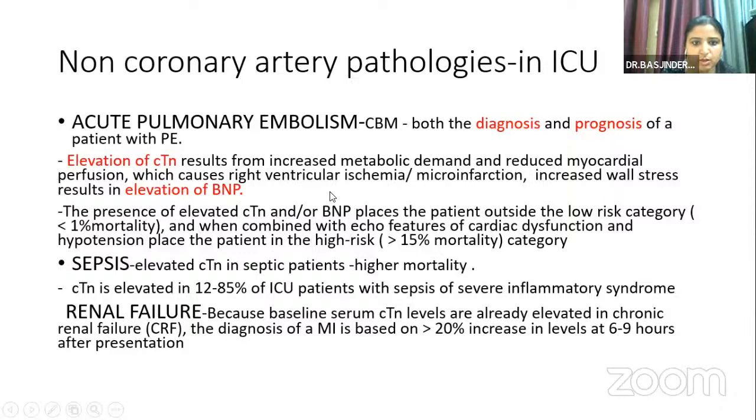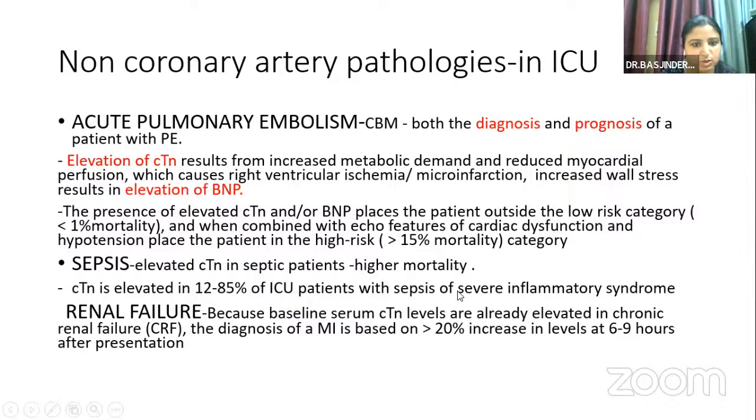So cardiac troponin and BNP by themselves have less specificity in pulmonary embolism, but when they are combined with the echo features of cardiac dysfunction and hypotension, they have high specificity, and they mark more than 15% mortality in such patients. In sepsis, elevated cardiac troponin carries higher mortality, and we have seen that 12 to 85% of ICU patients with sepsis have raised cardiac troponins.